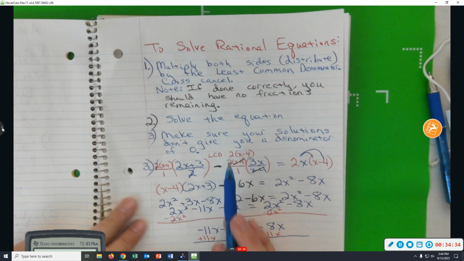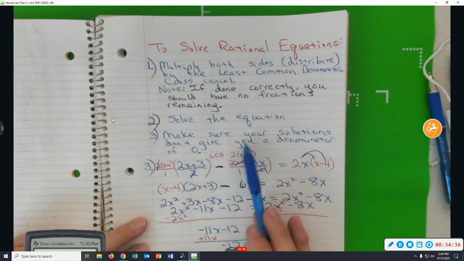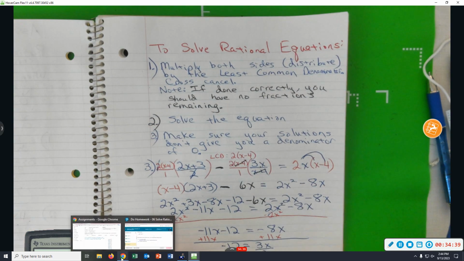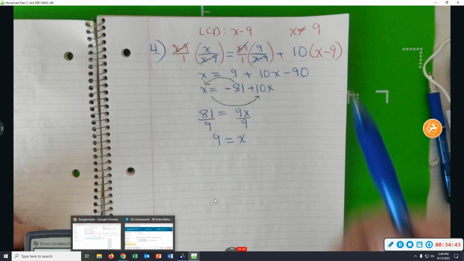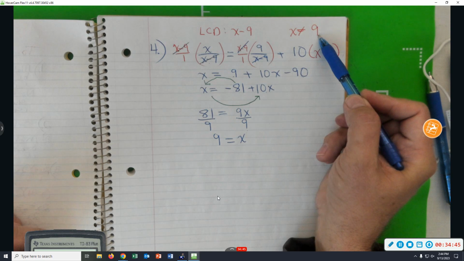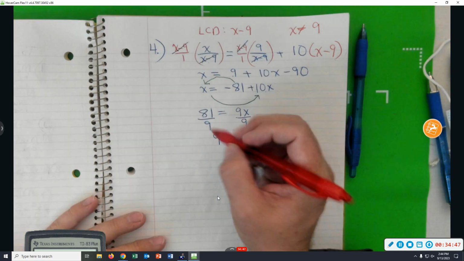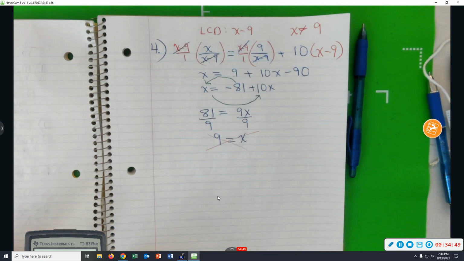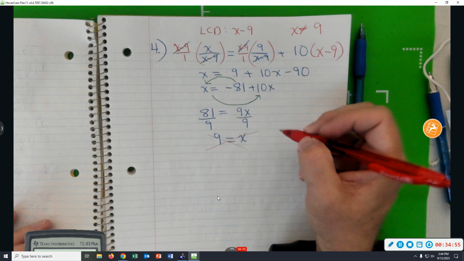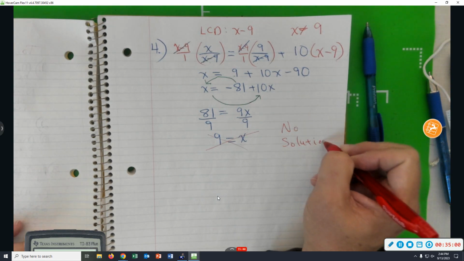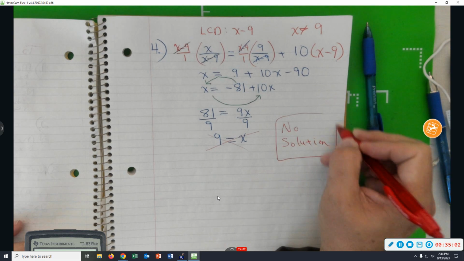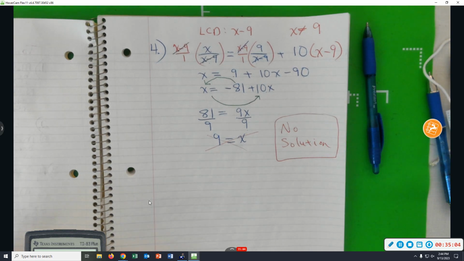Am I going to type 9 in as an answer? Make sure your solutions don't give you a denominator of 0. What did we say about 9? It cannot be 9. We cross that out. We didn't get another solution. So if it's not 9, then there is no solution. The option it says is empty set. The solution set is the empty set.